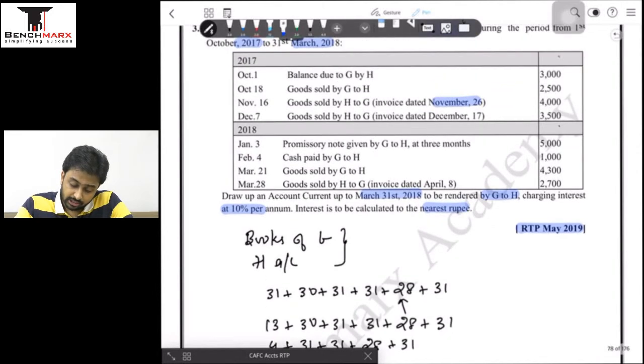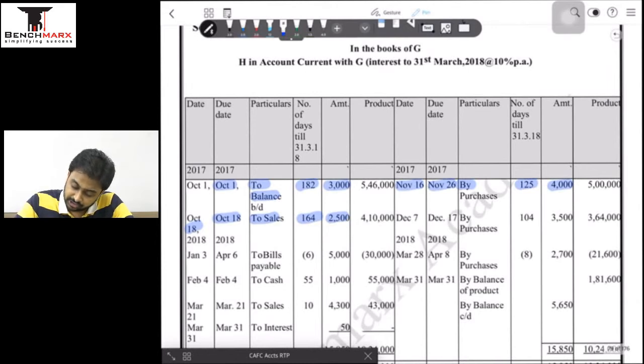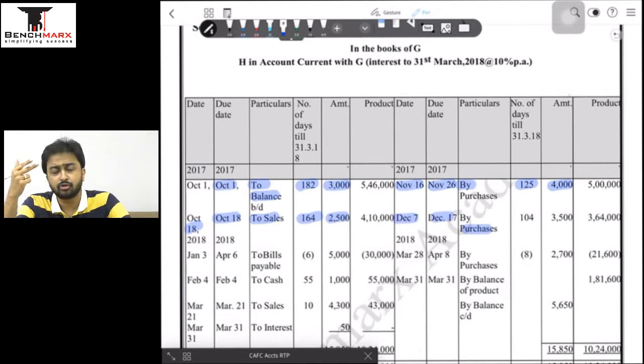Then we have goods sold by H to G. Again the same thing. We have purchases. December 7th is a transaction date. ये होगा purchase date. ये हो गया अपना invoice date. The invoice date becomes the due date, and number of days will be from the due date up to the end of period.